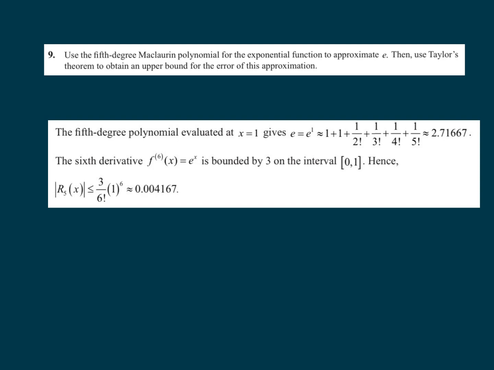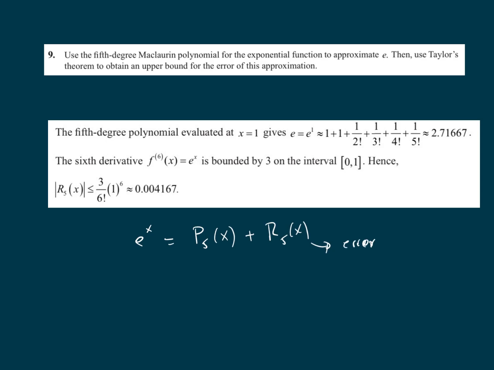Okay, this problem says to use the fifth degree Maclaurin polynomial, centered at 0, for the exponential function to approximate e. So what it says is to use the Maclaurin polynomial to write e to the x as the fifth degree polynomial p5 of x, plus the error, r5 of x. Okay.